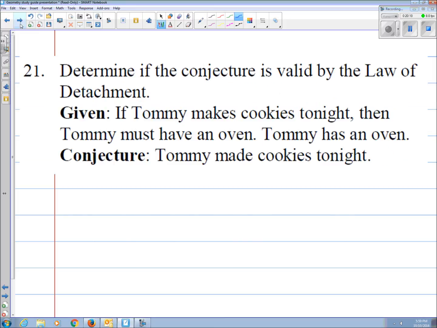Number 21. Determine if the conjecture is valid by the law of detachment. Remember that the law of detachment is if this conditional statement is true, and then they come back and tell you that P is true, then you can conclude that Q must be true. So this says, given if Tommy makes cookies tonight, then Tommy must have an oven. Then it came back and said, Tommy has an oven. You can't conclude that by law of detachment because it's not in the right order. This is our P. This part is our Q. It came back and told us that Q was true. That's not law of detachment. It has to tell us that P is true to conclude Q. So this is invalid.